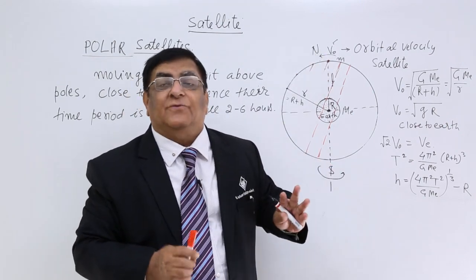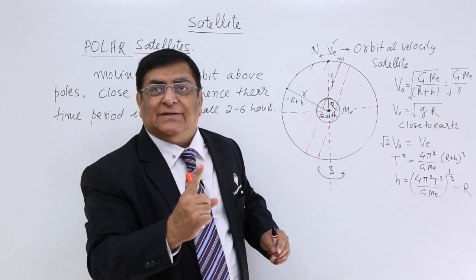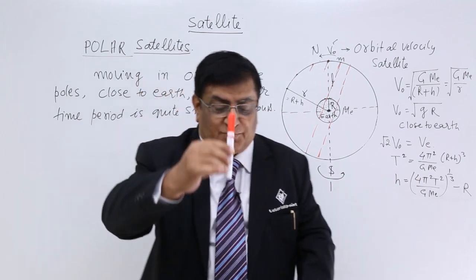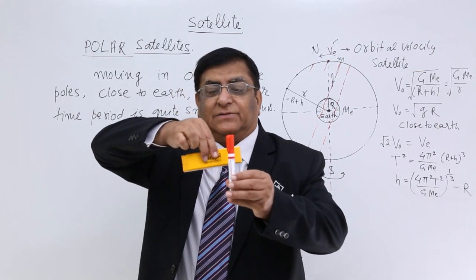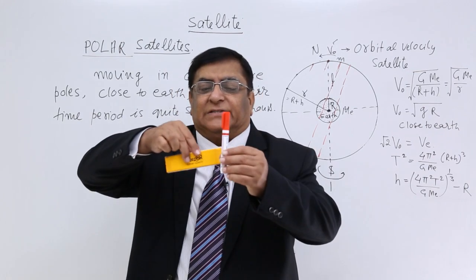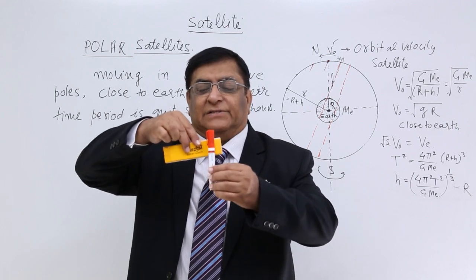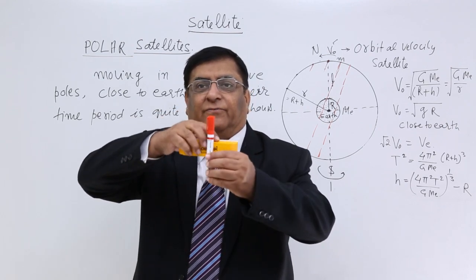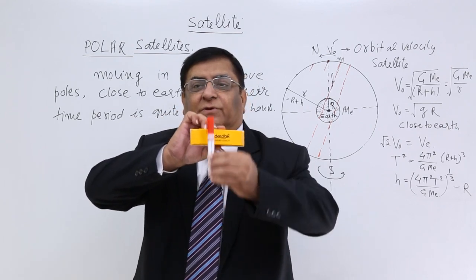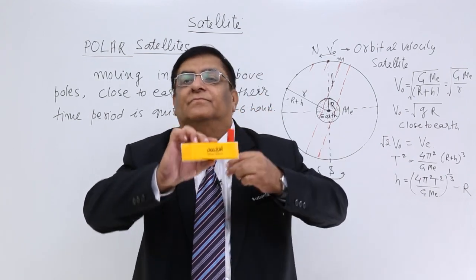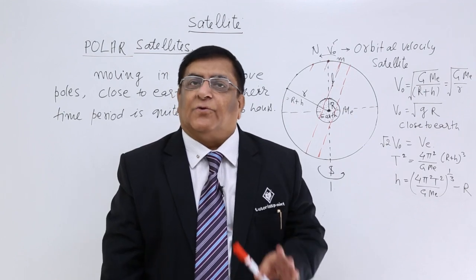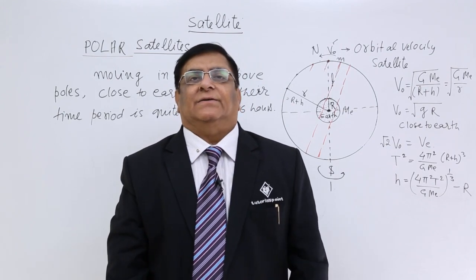Then how can it take the photograph of the complete Earth? Answer is, it is moving like this, but Earth itself is turning like this. First time, this is the photograph. Second time, this is the photograph. Third time, this is the photograph. Fourth time, this is the photograph. In this way, the photograph of the complete Earth is taken.